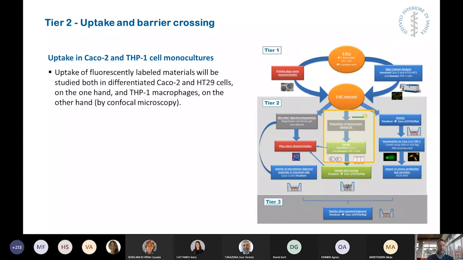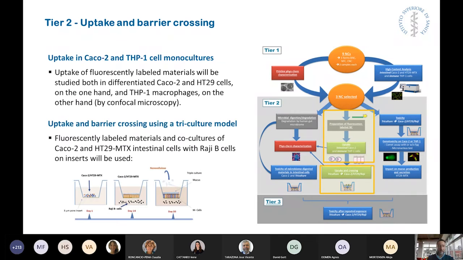Another aim of tier 2 investigation is to investigate uptake and barrier crossing. This will be done with cell monocultures, where uptake will be studied using fluorescently labeled materials. Uptake and barrier crossing will also be studied using a triculture model, including CACO2 cells, HT29 intestinal cells, and Raji-B cells. This will be cultured on inserts, and barrier crossing will also be established.